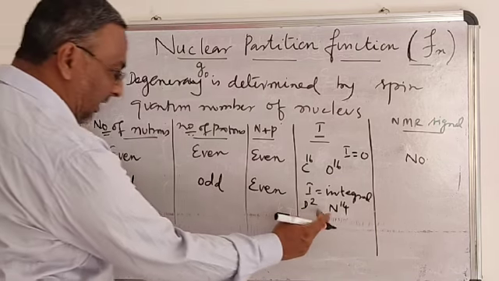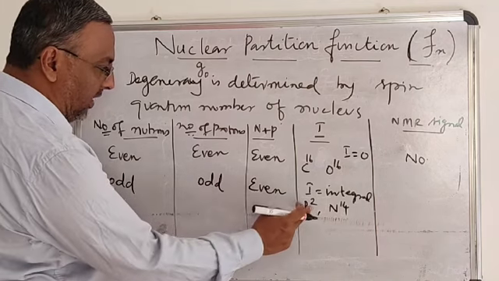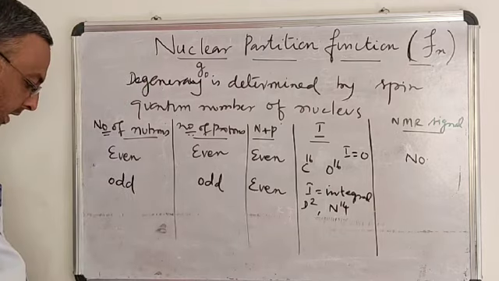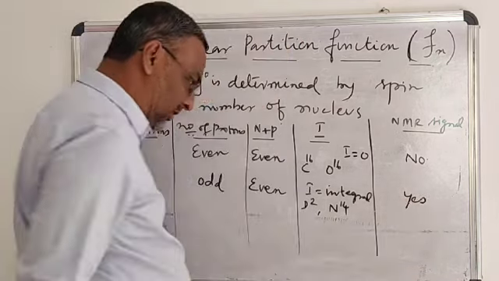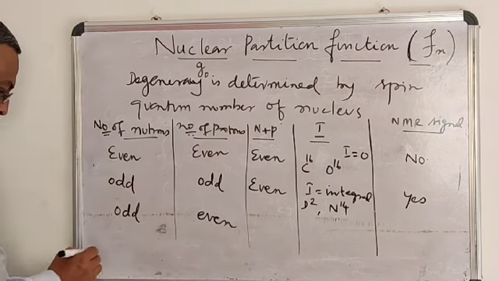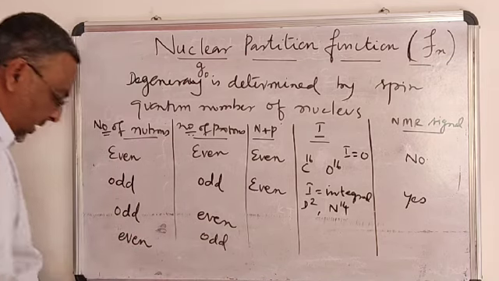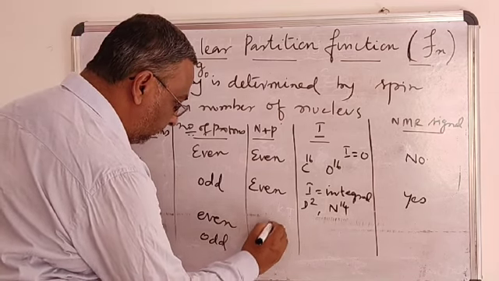Here there are 7 number of protons and 7 number of neutrons. Here 1 proton and 1 neutron is the deuterium. And the spin quantum number will be integral, and it will give an NMR signal. Or for example, if odd number of neutrons and even number of protons, or even number of neutrons and odd number of protons, then the sum is odd.